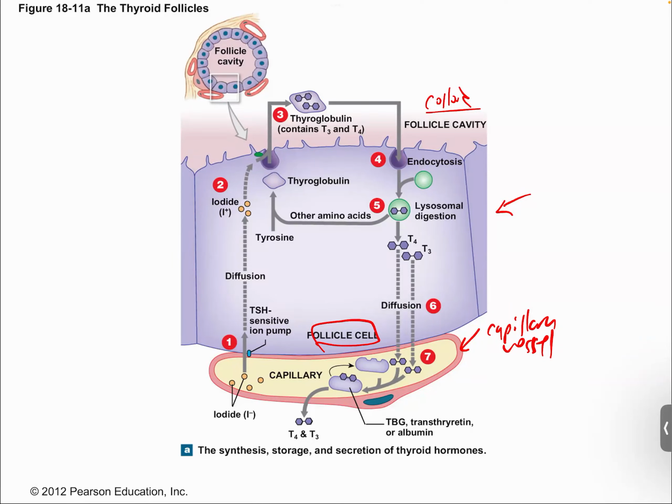So how does it actually work? Basically, what you have in your capillary is, because it's bloodstream, you've got your TSH in there. So the way that the TSH actually regulates production is by using a TSH sensitive ion pump. Now, first of all, one thing to always keep clear in your head is that T3 and T4 are iodinated compounds. They are iodine tyrosine compounds.